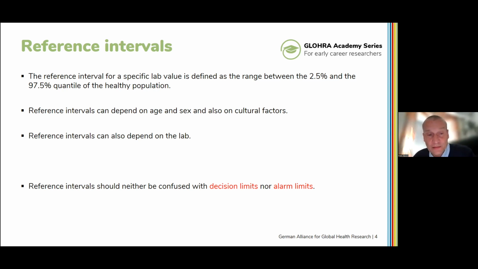So, and there's another thing: you should not confuse reference intervals with so-called decision limits and alarm limits. Decision limits depend on the purpose or the application. For instance, if you go to blood donation, they also measure the hemoglobin to check whether you have enough hemoglobin in your blood. And if you do not have enough, you are not admitted for blood donation on this day. This doesn't mean you have to go to the hospital immediately and get some blood transfusion.